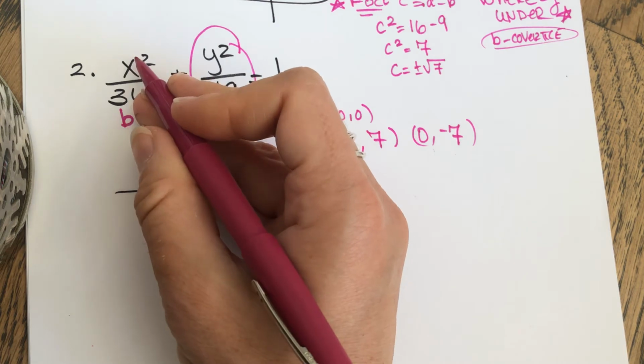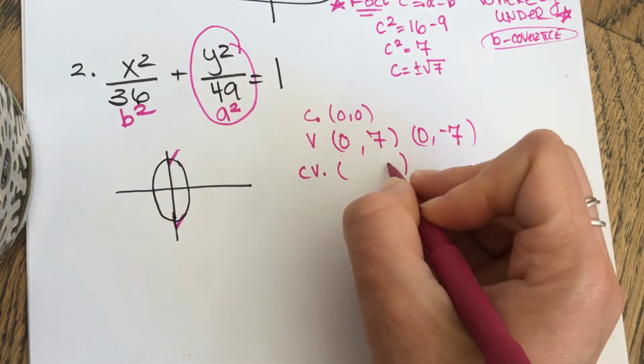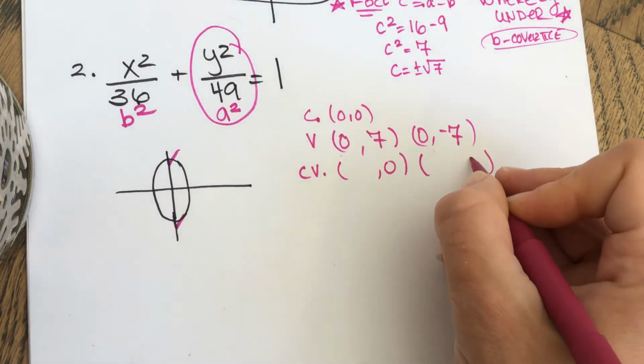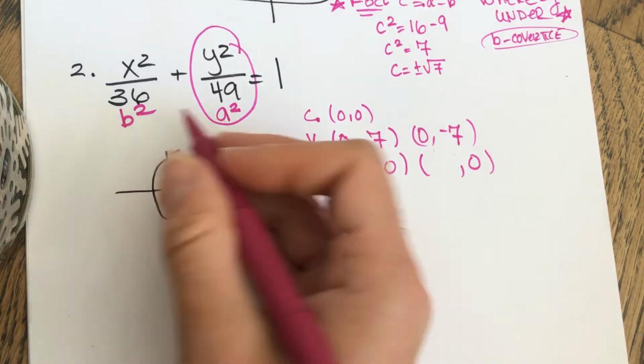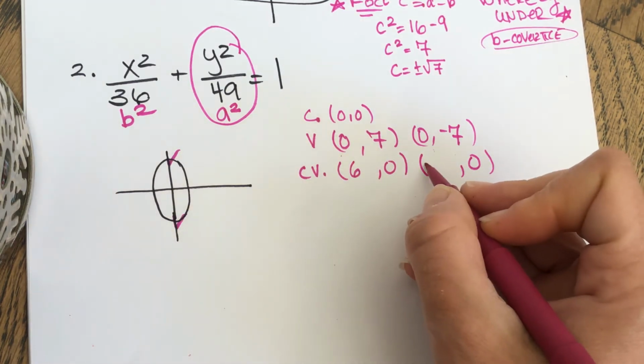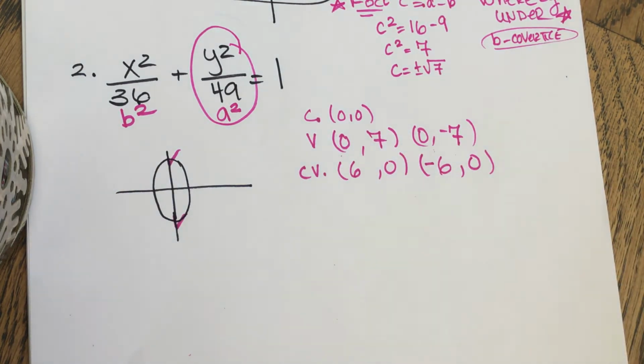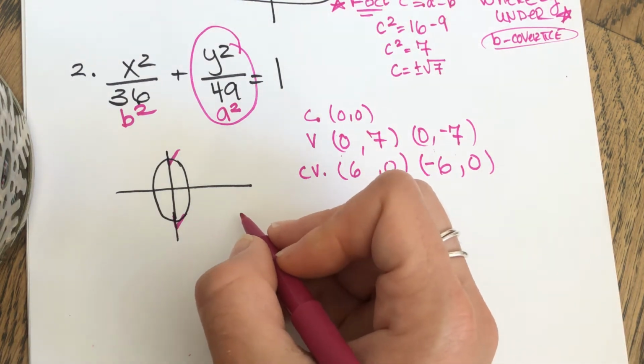The co-vertices are along the x, so put a 0 in for y. B squared is 36, so b is plus or minus 6. Okay, and then as I told you, you have to find your foci.